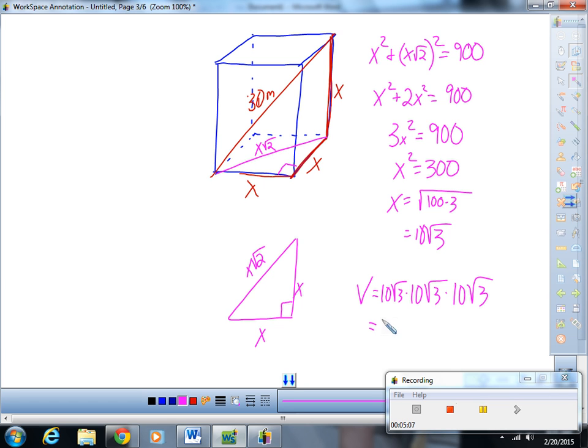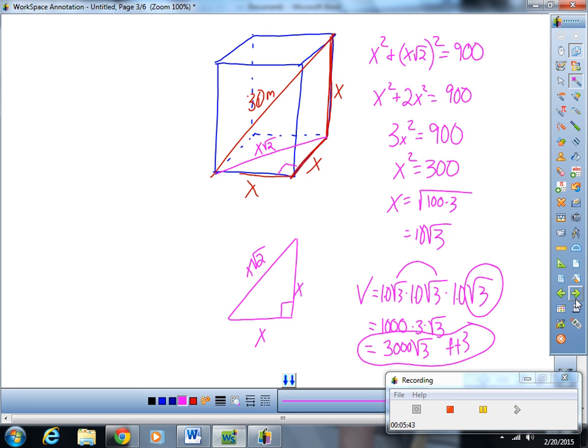So what you really get there is 1,000 times 3 times radical 3. Hopefully you could kind of figure out how we got that. Radical 3 times radical 3 is 3. We're left with a radical 3. We did 10 times 10 times 10 to get 1,000. So the answer would be 3,000 radical 3 cubic feet. All right. So that's an example of a tough 9-8 problem.